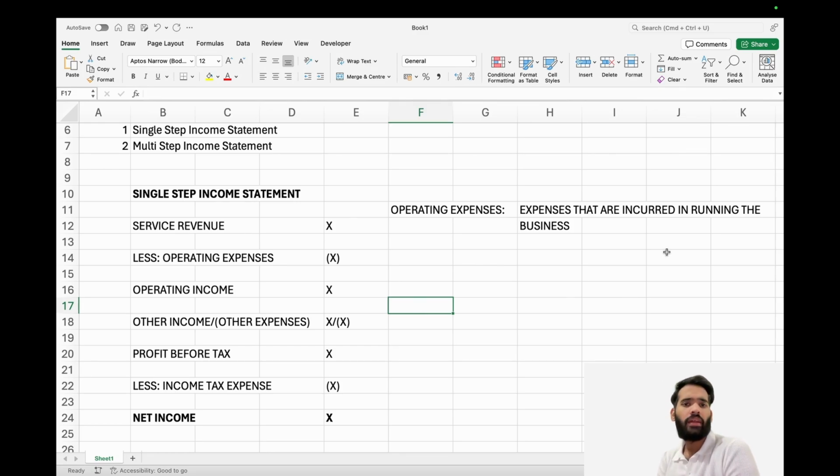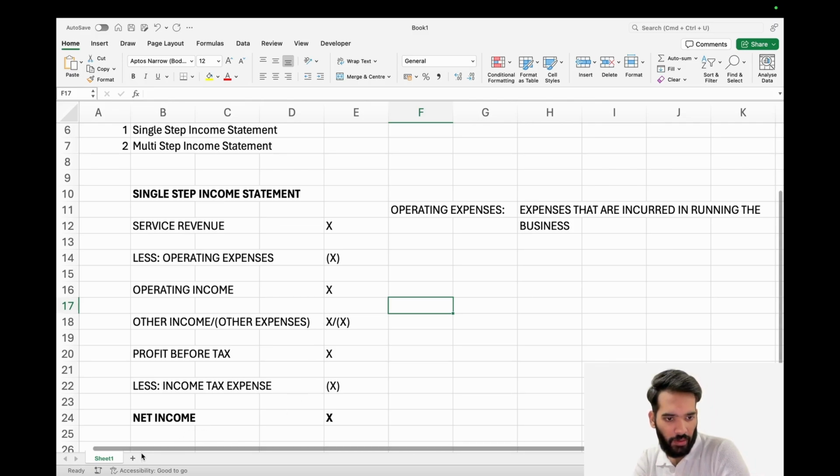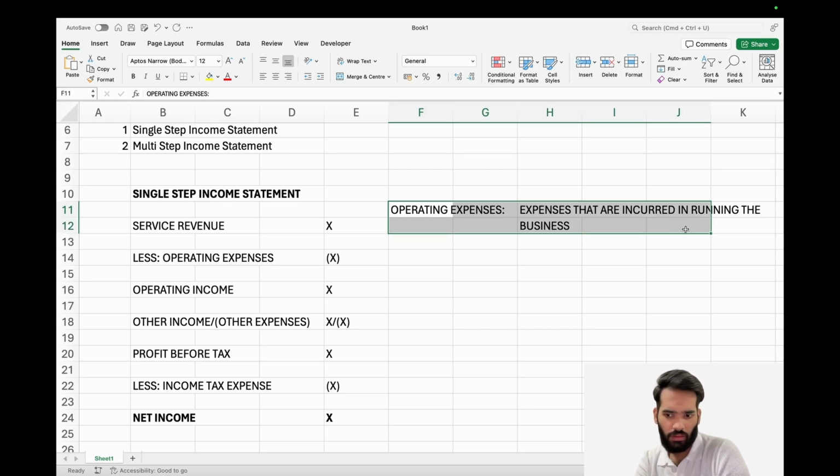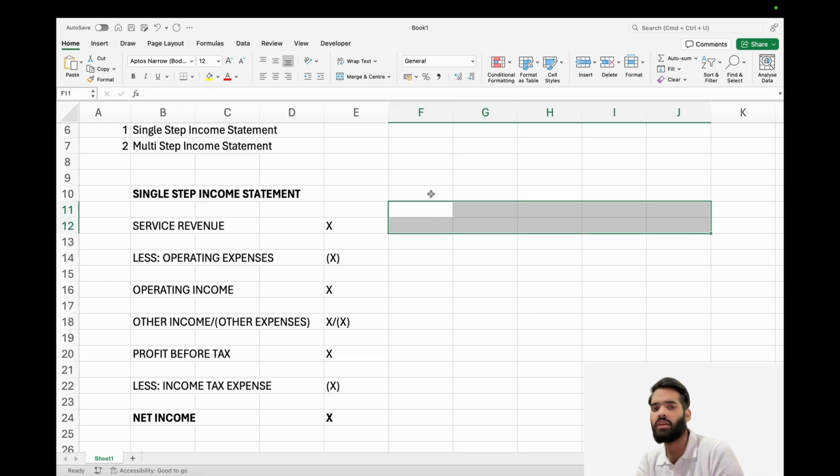So now let's talk about the second type of income statement, which is called the multi-step income statement. So let's talk about that. Okay, I'll just do it on the right side here, so you can see a side by side comparison.